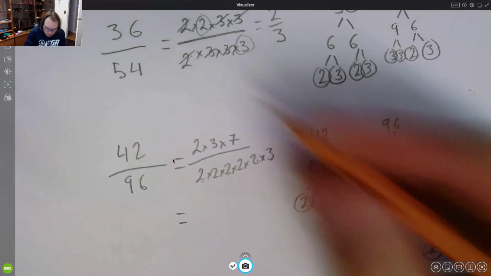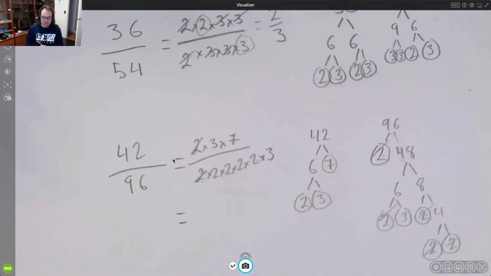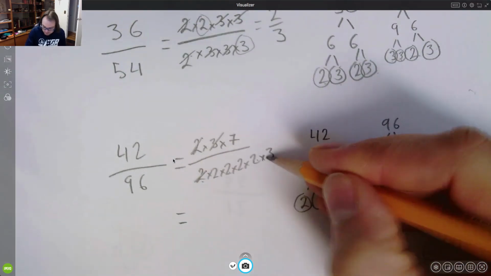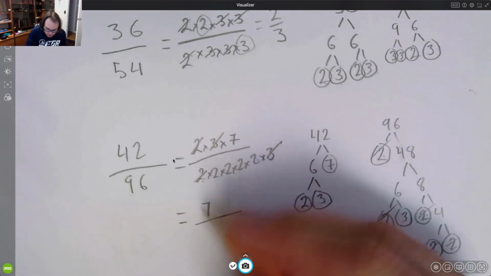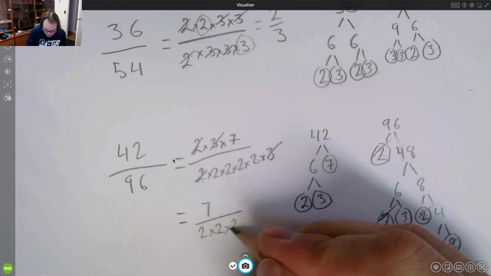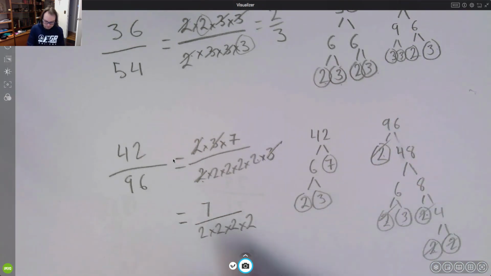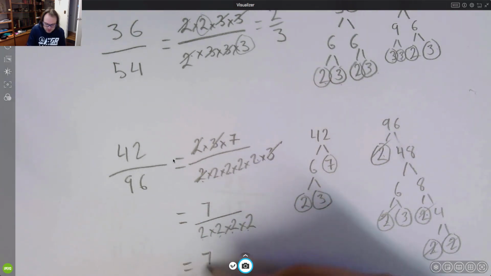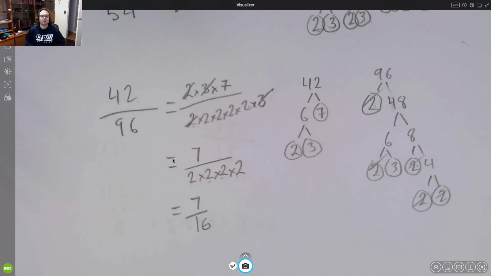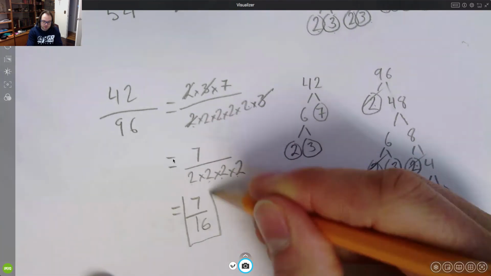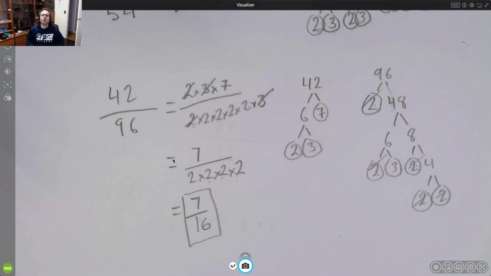So now let's see what cancels off here. I have a 2 and a 2 that could divide each other. I have a 3 divides by 3. Now I'm left with a 7 on top, and on the bottom I have 2 times 2 times 2 times 2. I multiply these together. 2 times 2 is 4, times 2 is 8, times 2 is 16. So I'm going to end up getting 7 over 16. And this is our answer. So that is how we are going to be doing our simplification of fractions.